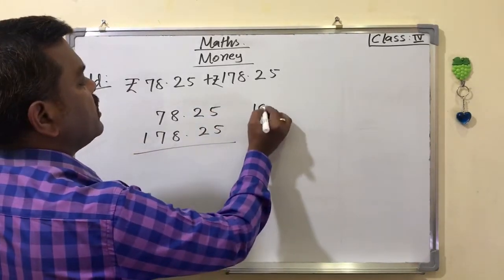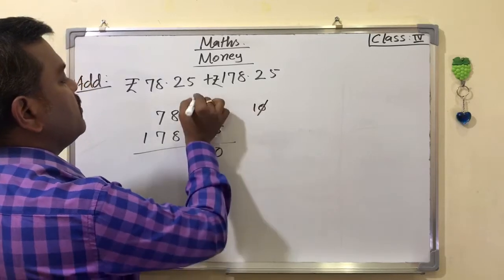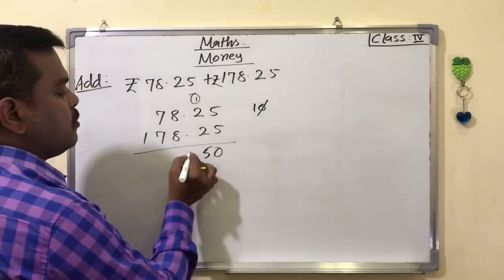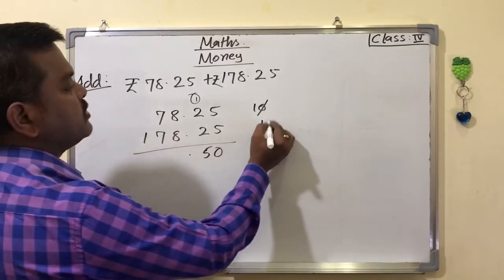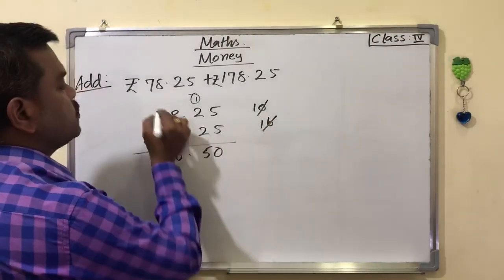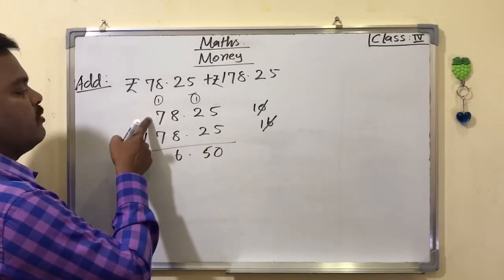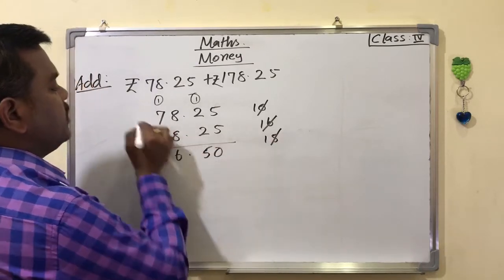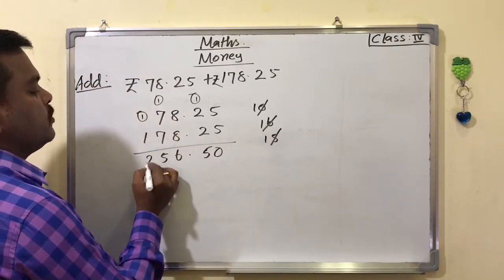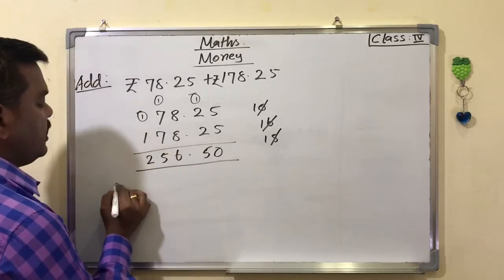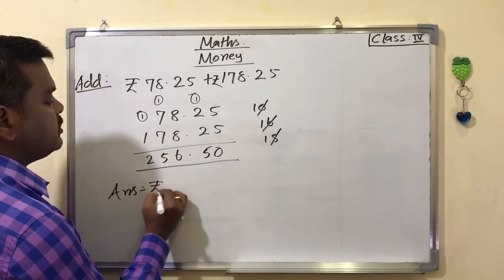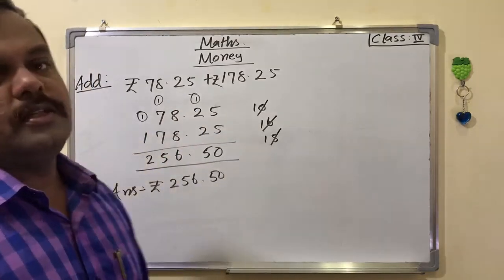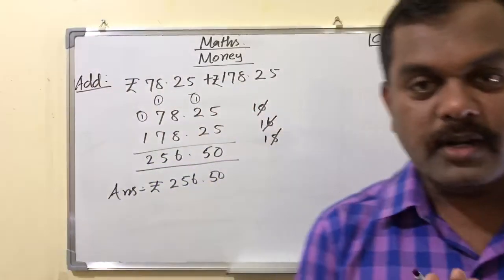5 plus 5, 10, cut 0, balance 1, bring here. 2 plus 2, 4 plus 1, 5. Point. 8 plus 8, 16, cut 6, balance 1, bring here. 7 plus 7, 14, 14 plus 1, 15, cut 5, balance 1, bring here. 1 plus 1, 2. 256.50. So the answer is rupees 256.50 paisa. Okay, so this is the way you have to add, same like our decimals.